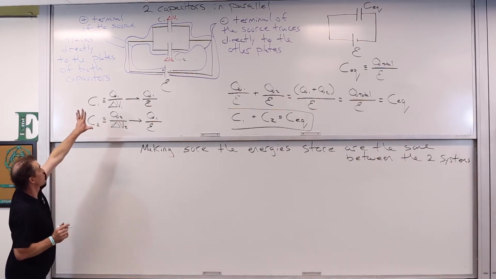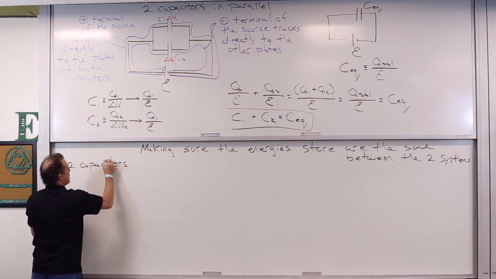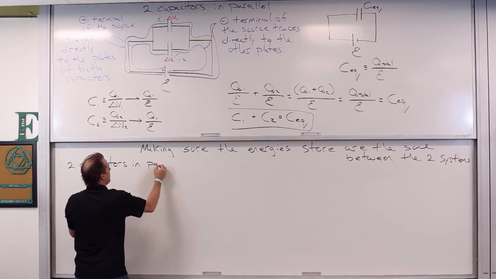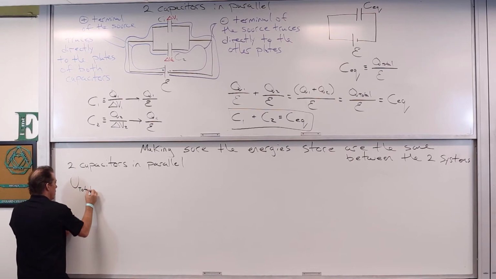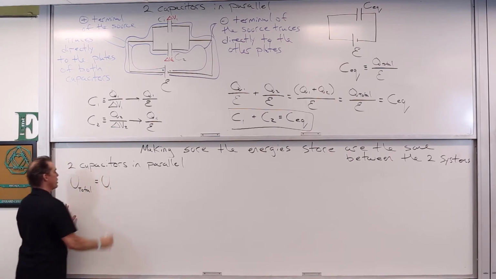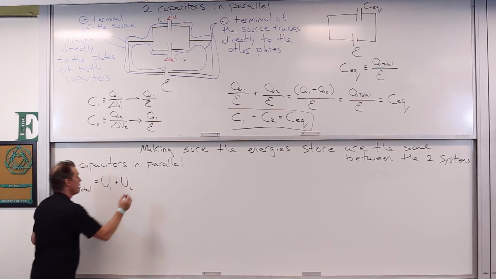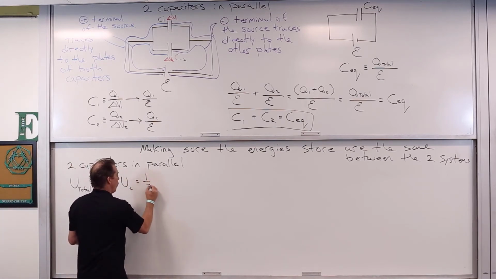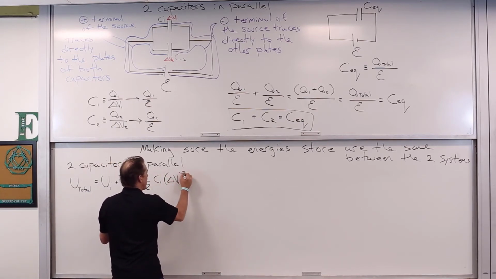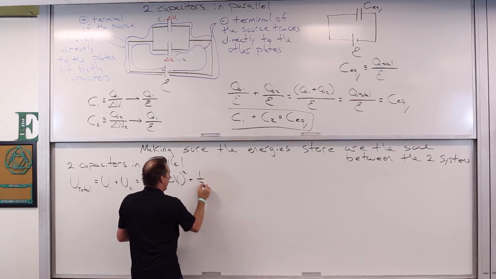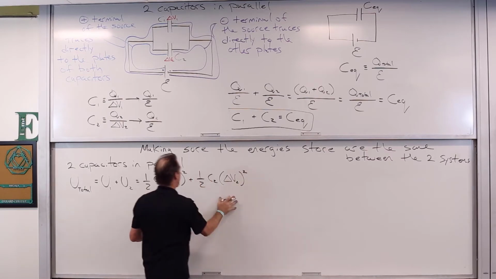So for this system, two capacitors in parallel. The total energy stored is going to be the energy that capacitor number 1 stores plus the energy that capacitor number 2 stores, which will be, in general, 1/2 multiplied by the capacitance multiplied by the potential difference across that capacitor squared, plus 1/2 times the other capacitance multiplied by the potential difference across that capacitor squared.